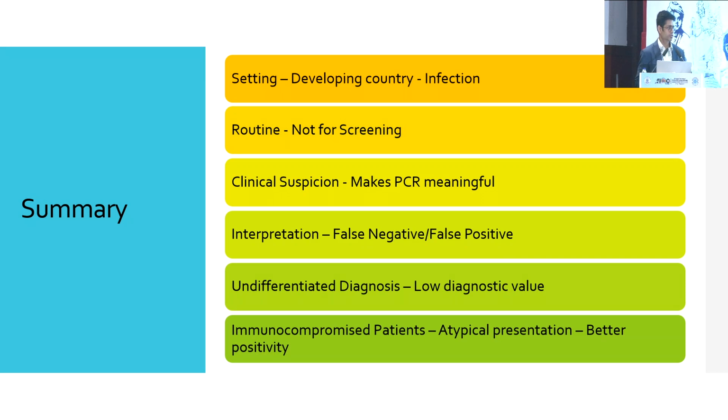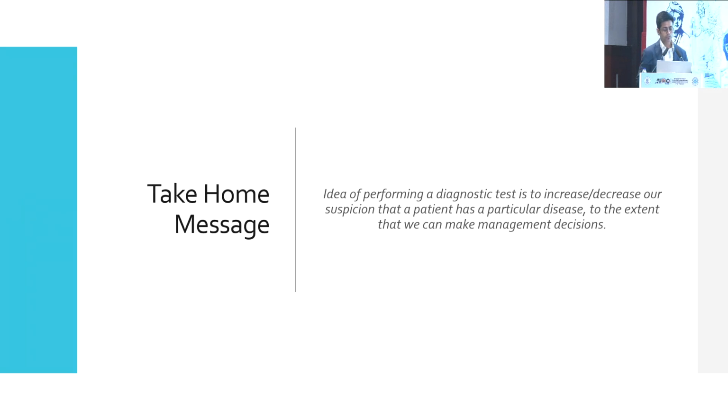In an undifferentiated diagnosis, it's not as if we'll just put in some test and it will come up with a diagnosis. It's not like that. It's more or less the differential that we have, and it might hold some importance in an immunocompromised patient. Atypical presentations are there because of their altered immunity, so in those cases it might still hold importance. I took this from an article; I don't know the reference, I'm sorry. The idea of performing a diagnostic test is to increase or decrease our suspicion that the patient has a particular disease, to the extent that we can make a management decision. So thank you.